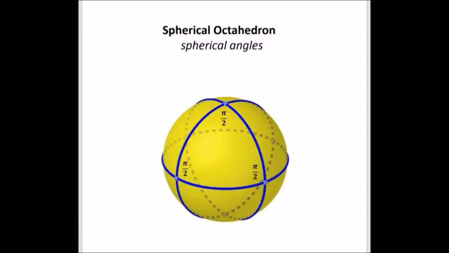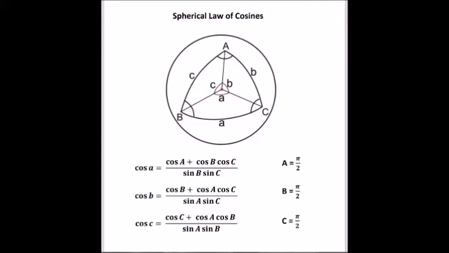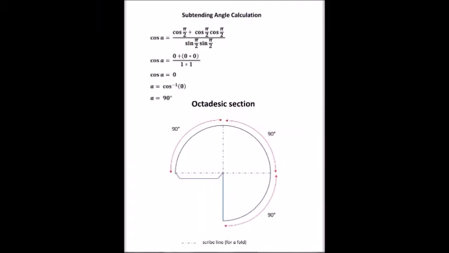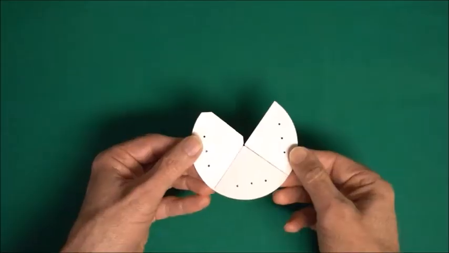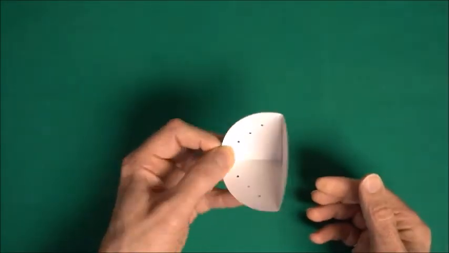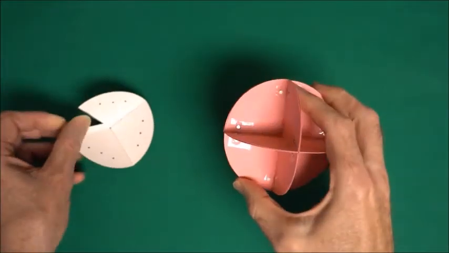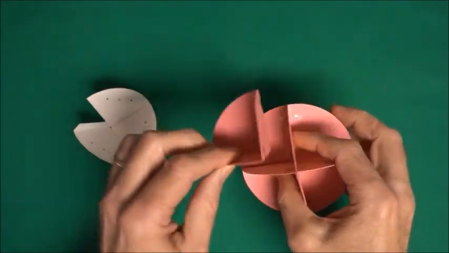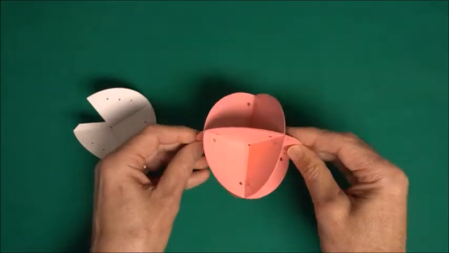Now let's look at the spherical octahedron, of which we know the spherical angles are pi over 2, as seen here. We now take the values for the spherical angles and substitute them into the following formula. Since all of the spherical angles are equal, we only need to solve one of them to compute the subtended angle. And with some simple calculations, the subtended angle computes to 90 degrees. We can now mark off these 3 angles on a circular plane to create a template of an octahedric section. And once assembled, 8 of these octahedric sections will form a complete spherical structure known as an octahedric.